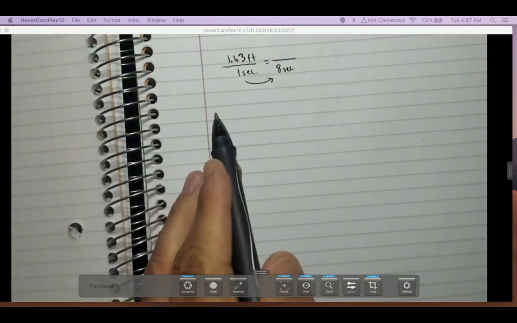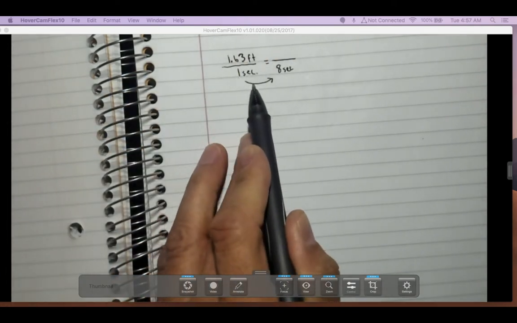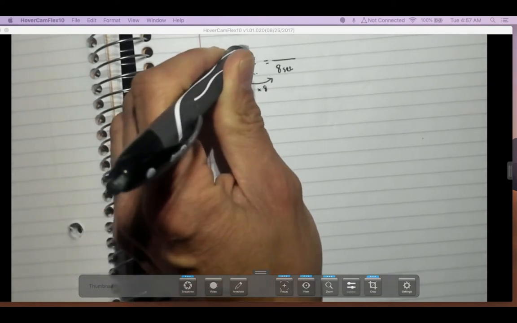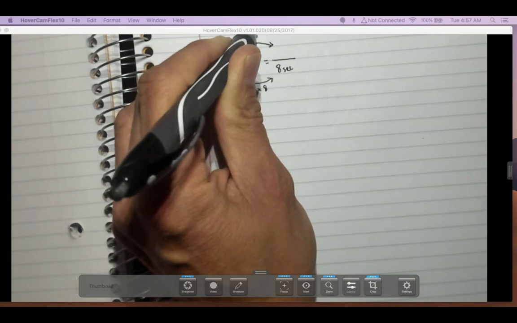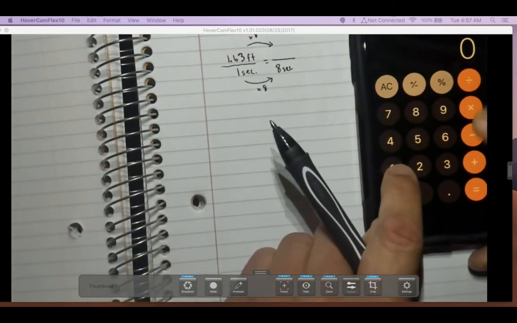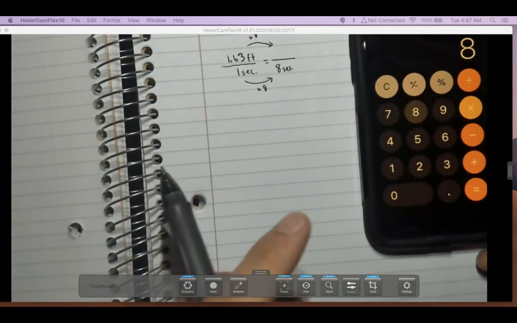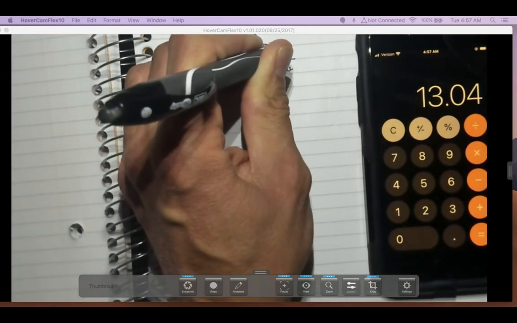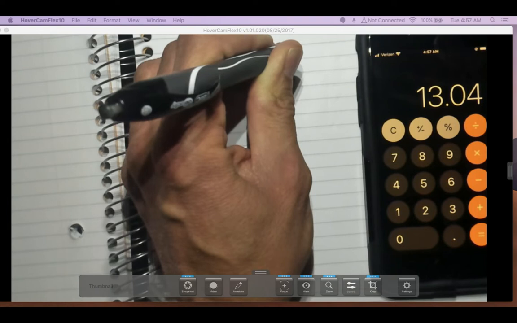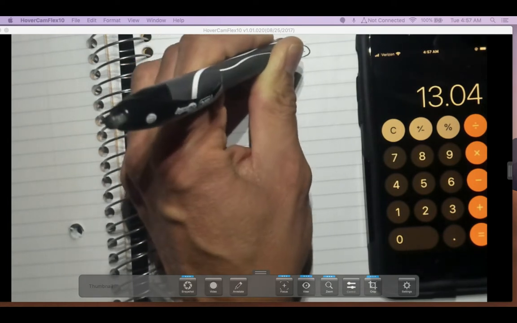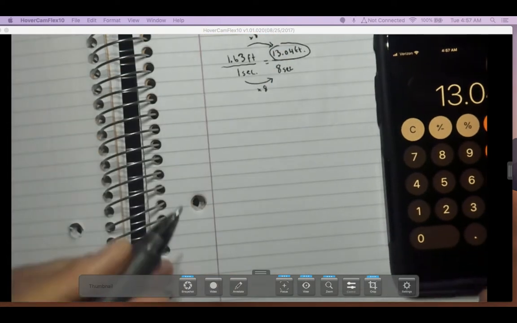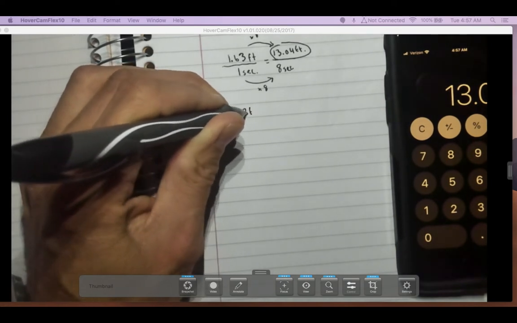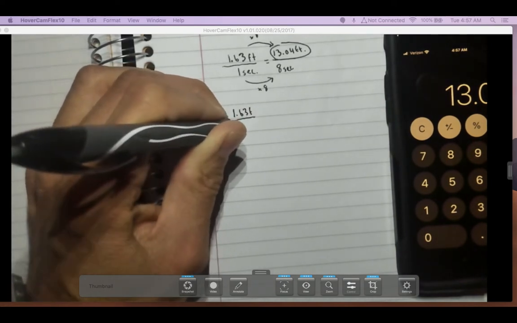Well, I know I needed to times 1 second by 8 seconds to get to here. And then I need to be able to times this by 8 seconds to get to here. 1.63 times 8 gives me 13.04 feet. So that should be my first answer. I'm going to do the other two first. 1.63 feet per second.